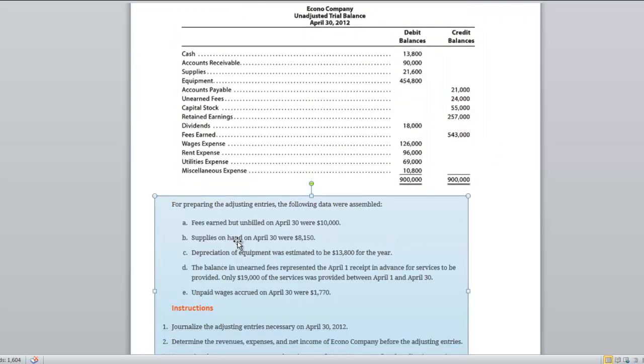It says supplies on hand on April 30th were $8,150. Okay, we showed $21,600 as our balance. We're getting to the end of the accounting period here, and we're learning that, hey, look, after we took an inventory of things, all we have is $8,150. Well, we look at the difference between those two. If we had a total during the accounting period to use of $21,600, and we only have $8,150 left, if we look at the difference between those two, we'll see that it's $13,450.